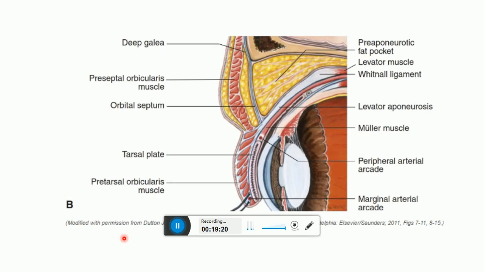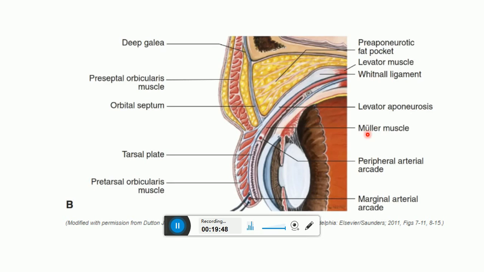So the first muscle was levator palpebrae superioris, and the second retractor muscle is the Müller muscle. Here is the Müller muscle. This Müller muscle, also known as superior tarsal muscle, originates from the under surface of the levator palpebrae superioris muscle in the upper eyelid. Here you can see its origin.